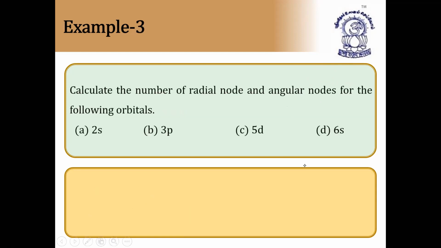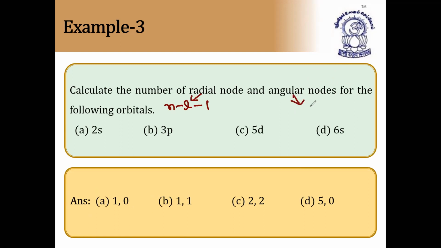Next, calculate the number of radial nodes and angular nodes for the following orbitals. We already know the formulas. The number of radial nodes is n minus l minus 1, and the number of angular nodes is l. So use these formulas and you'll get the answer. For example, for the 2s orbital, the number of radial nodes is 2 minus 0 minus 1, so 1, and angular nodes is l, so it is 0. For an s orbital, l is equal to 0. So 1 comma 0.